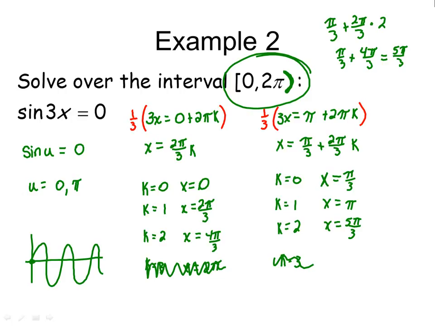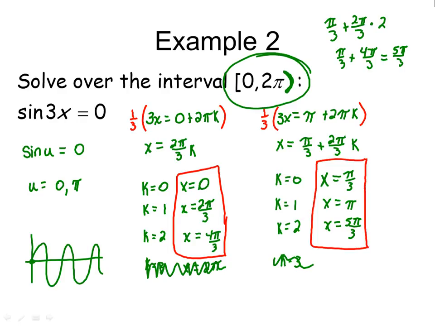Okay, so this time, how many answers do you have? 6. You have 6 answers. There's 3 of them, and there's the other 3. It's that U substitution thing.